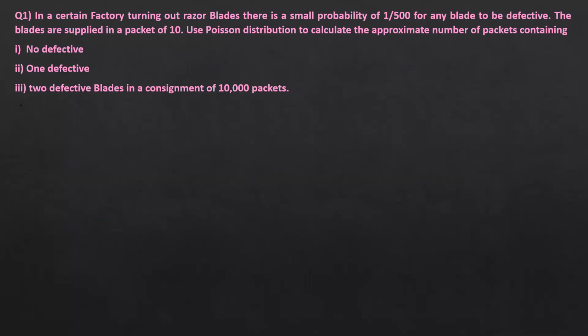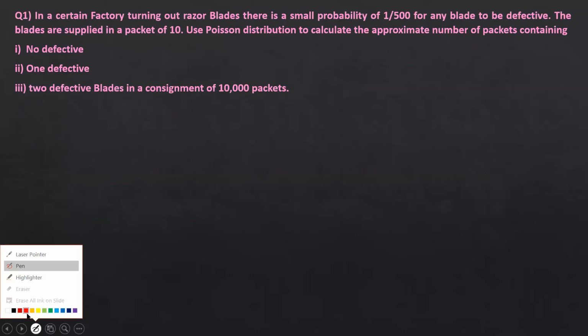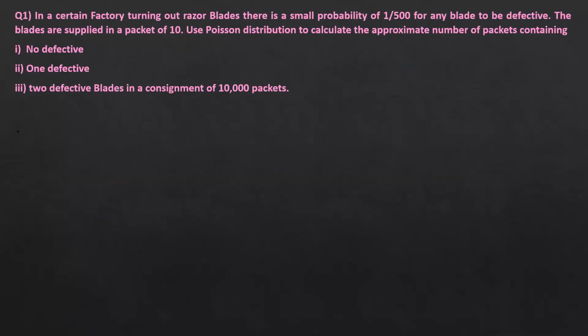So this is the problem from Poisson distribution. Without wasting time, let us quickly complete this. In a certain factory turning out razor blades, there is a small probability of 1 divided by 500 for any blade to be defective. All right.